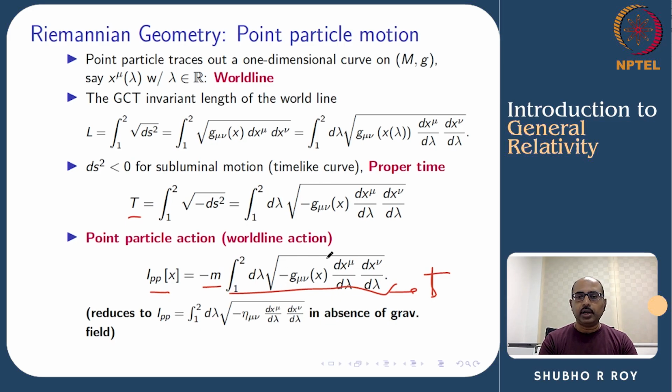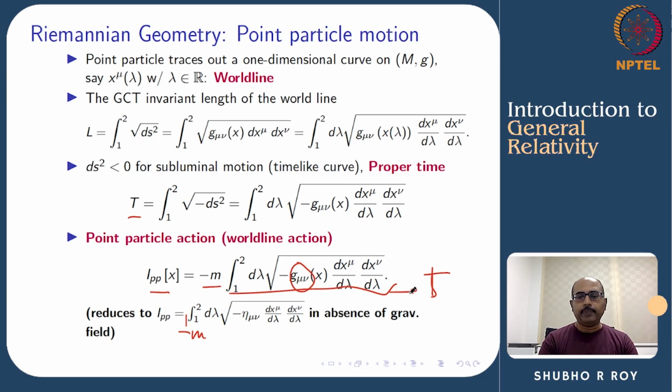So here we can see that if we turn this g mu nu into the flat metric, which you can do if you have no gravitational field, then this action reduces to the corresponding action in special relativity. I'm sorry, there's a typo here. One should have minus m here. I missed that. Sorry about that.